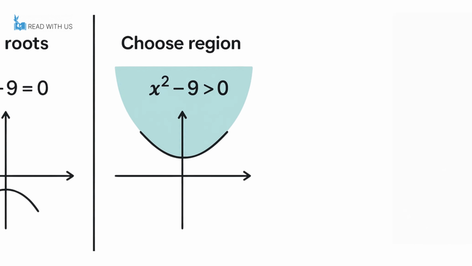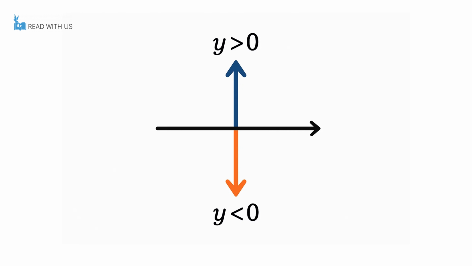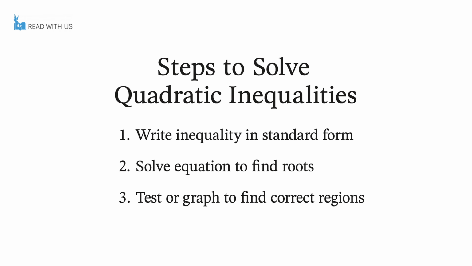To summarize, solving quadratic inequalities involves 3 main steps. Step 1: write the inequality in standard form. Step 2: solve the matching quadratic equation to find the roots. Step 3: use the graph or number line to determine which regions satisfy the inequality symbol. That's all for this lesson on quadratic inequalities.